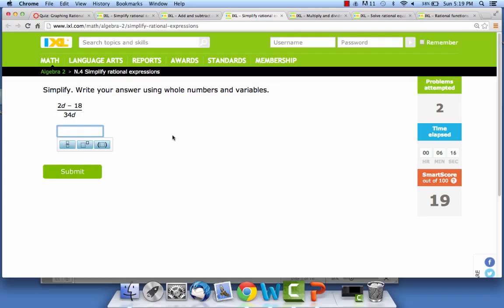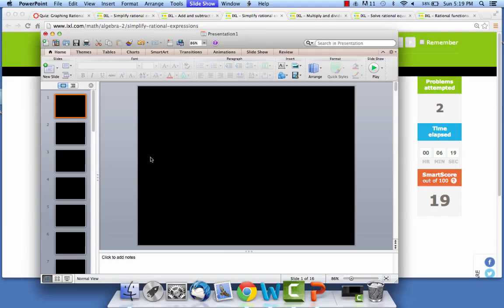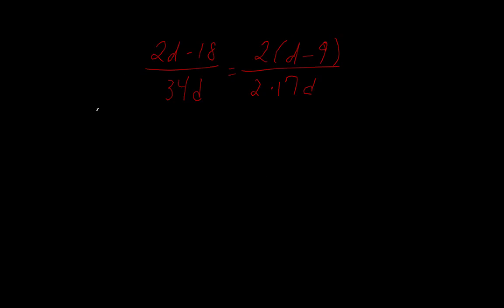2d minus 18 over 34d. Okay, so you look at the top and you think there's nothing to factor out because it's a line. But in fact, there is something to factor out. There's a 2. And on the denominator here, you can just go ahead and factor out the 2. Or you could go factor 34. It might have other things. You don't really care though because the only thing you can cancel is a 2. So we can cancel that. And that's it. That's all we can do with that one.